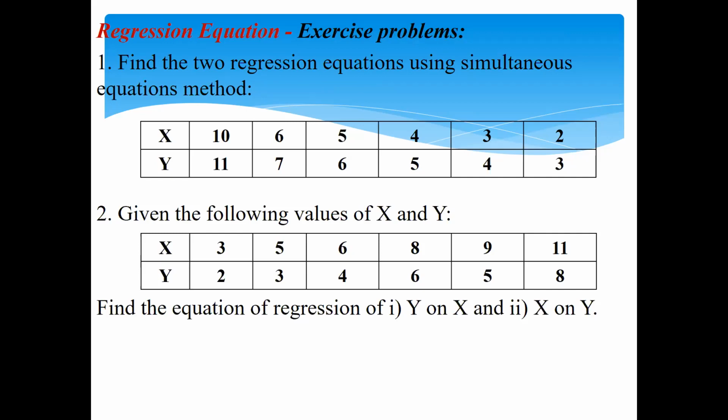So there are 2 variables given, x and y. They're asking you to find out the 2 regression equations. What are the 2 regression equations? First one is y on x, another one is x on y. Right? Y on x, x on y.